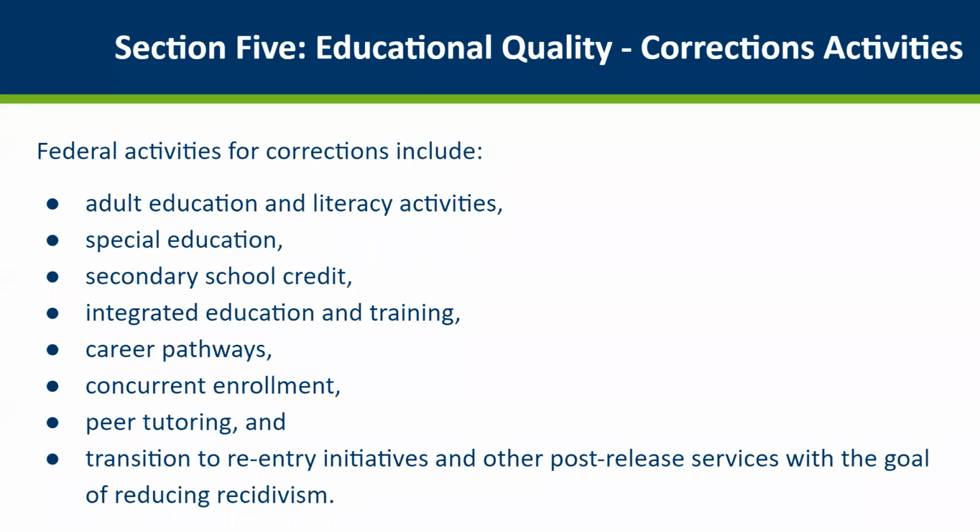Within corrections, there is a slightly different list for corrections programs. If anyone is applying to work within the prisons or within the jail system, then they would write to these activities. Some of these are similar, like adult education and literacy activities. Some are different, like special education, secondary school credit, concurrent enrollment, peer tutoring, and then transitions to reentry. So you can see there are some parallels, but some differences. We encourage you, as you think about the types of programs and the activities you offer, to consider how they can fit within the various categories, whether it's a community program or a corrections program.